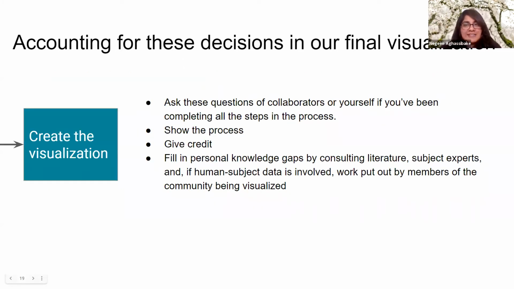All of these questions you're asking and decisions you're making should be accounted for in your final visualization, and it can really help to document your process in order to be transparent in your decision making. If you've relied on the labor of anyone else, give credit to that person or to that organization, and fill in any gaps in your own knowledge by consulting literature and work put out by members of the community being visualized, especially if you're not a part of that community.